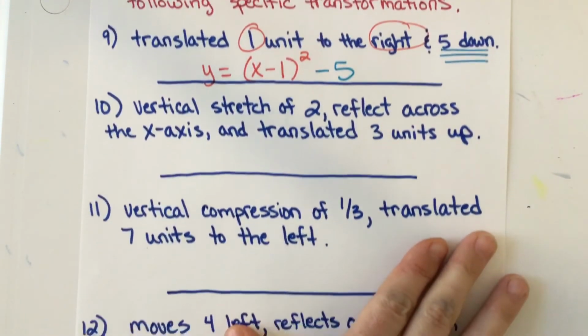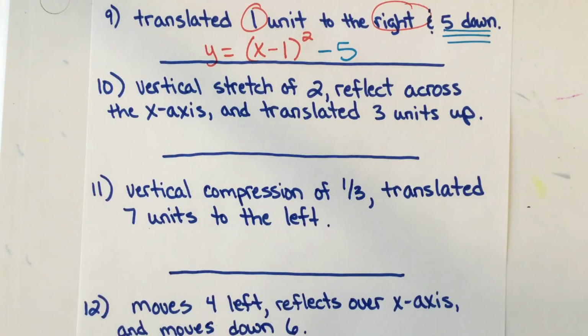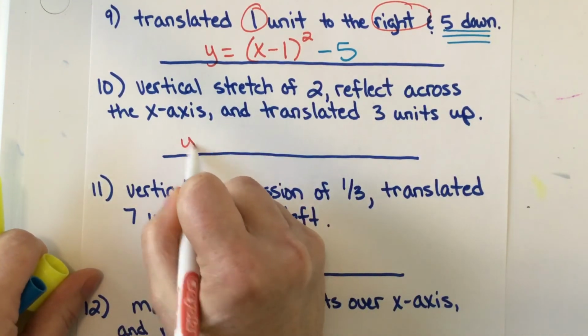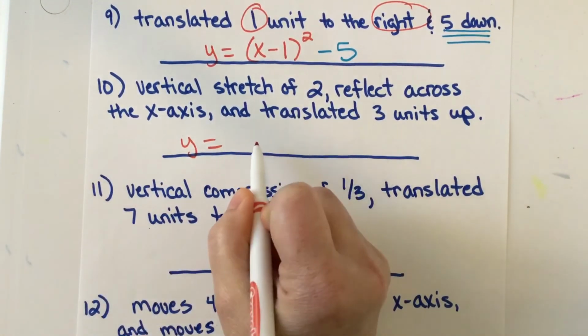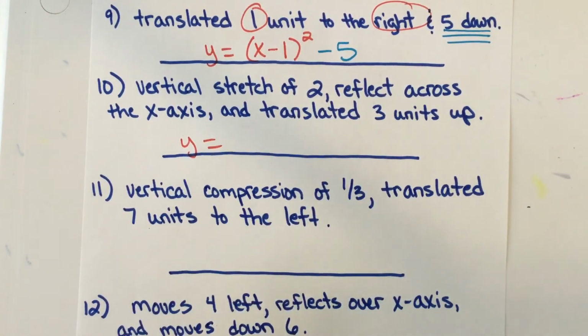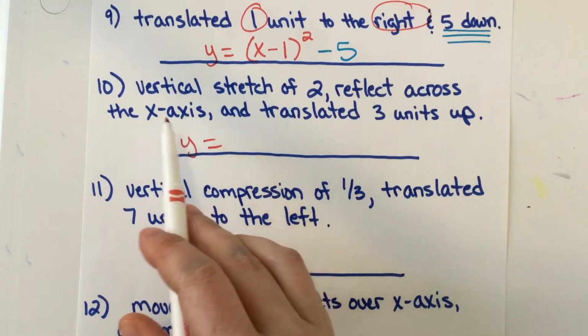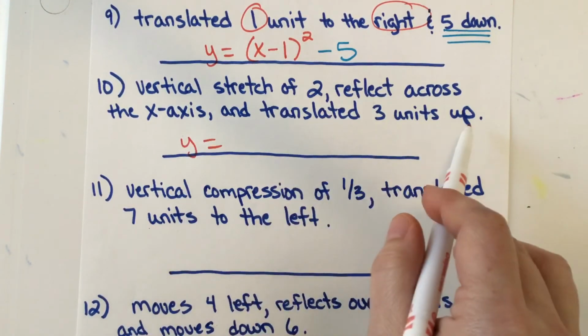Okay, this next one, I want to write an equation for a vertical stretch of 2. So if it vertically stretches by 2, that means there's going to be a 2 in the front. It reflects across the x-axis. That means there's going to be a negative in front. And it goes 3 up.